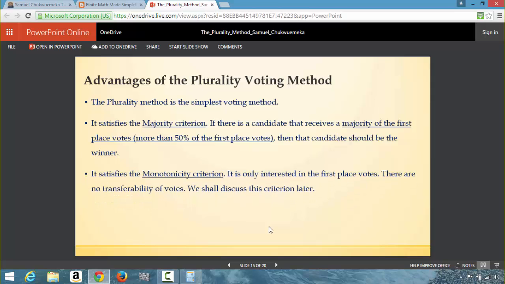The next one is that it satisfies the monotonicity criterion. We shall discuss this criterion later on as we move ahead.